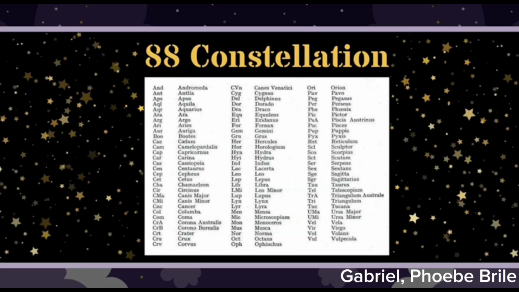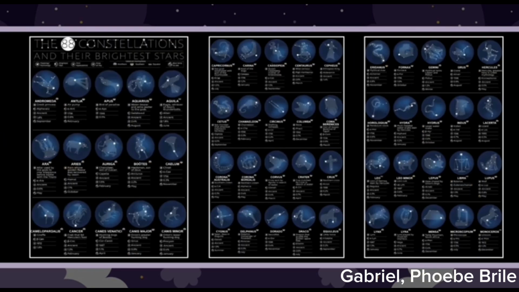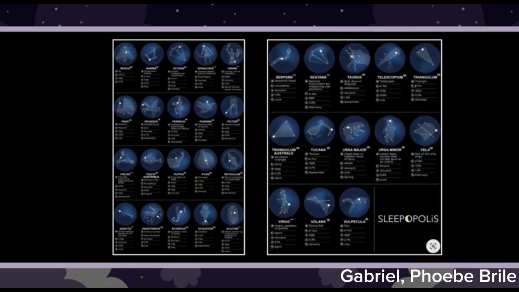All in all, we have 88 constellations. These are the 88 constellations and their brightest stars.